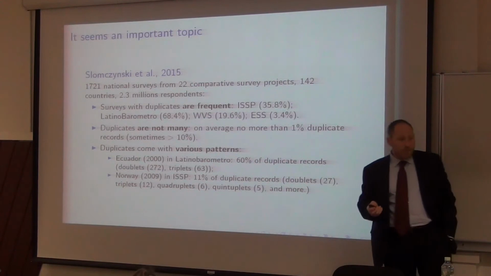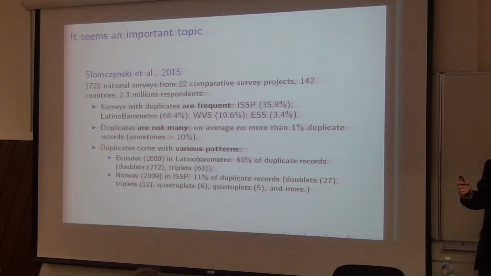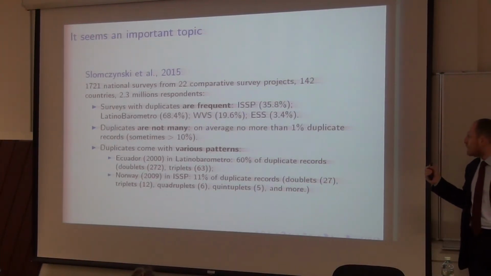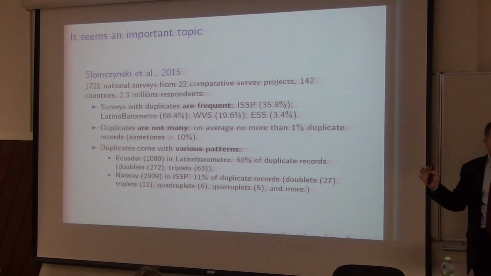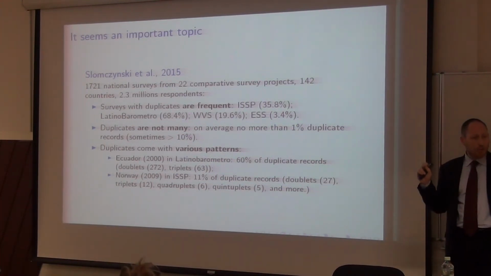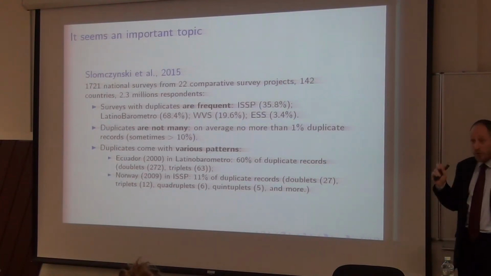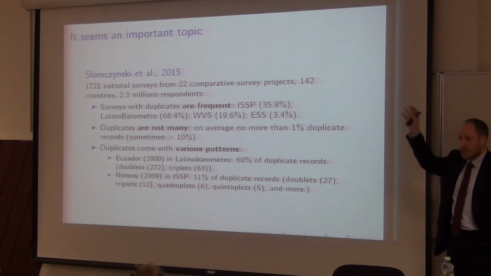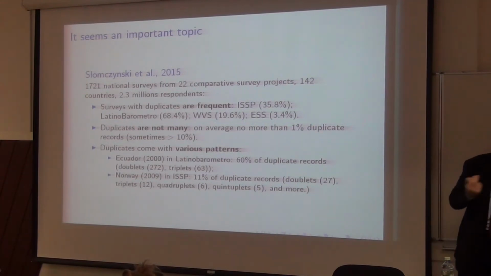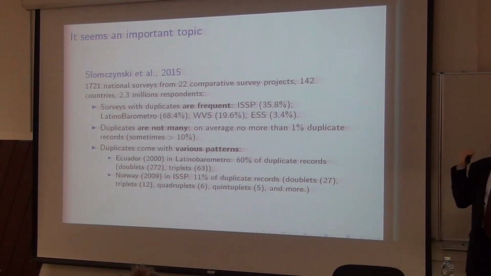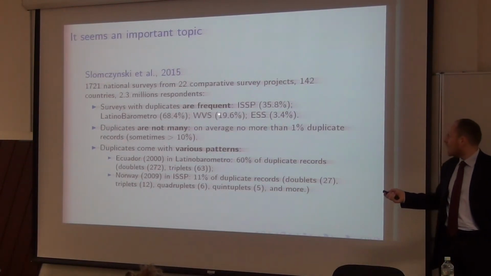And we looked into the details. Słonczyński et al. put together 1,721 national surveys from 22 comparative survey projects. They harmonized them; the project is called Harmonia, you can Google it. They harmonized data for 142 countries, collecting 2.3 million observations. So in this data set you will find the World Values Survey, European Values Survey, ISSP, ESS, and much more than that. And they have applied their own algorithm, which personally I don't know, I admit it, to spot the presence of duplicated data. What they find is that surveys with duplicates are frequent.